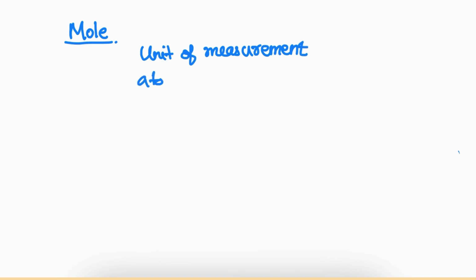Today we will see the mole concept and Avogadro number. So what is a mole concept? It's a unit of measurement. So what do we measure using mole? We can measure any elemental entity such as atoms, electrons, molecules, or even ions. So anything which is small or minute.